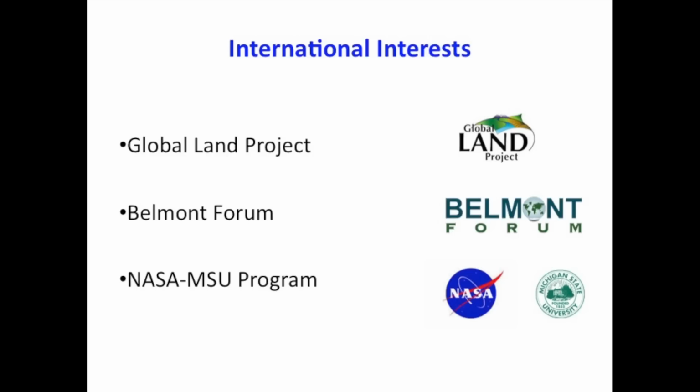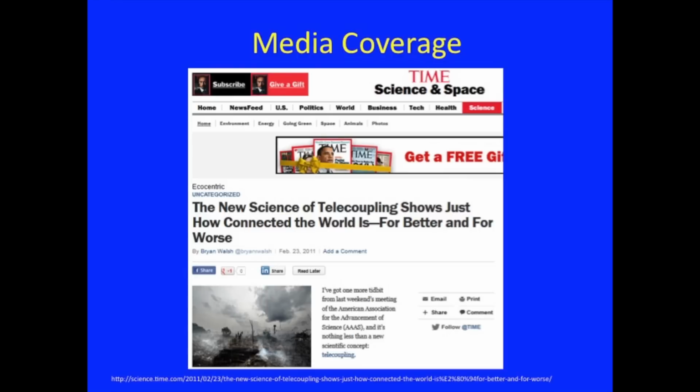For example, the Global Land Project has chosen telecoupling as the main research priority for the next 5 to 10 years. And the Belmont Forum is an international organization funding this kind of research. And the NASA MSU program has provided money to train the new generation of researchers in this area. Media coverage is also increasing, and Time magazine has already reported at least twice about telecoupling research. And now I'm going to quickly summarize.